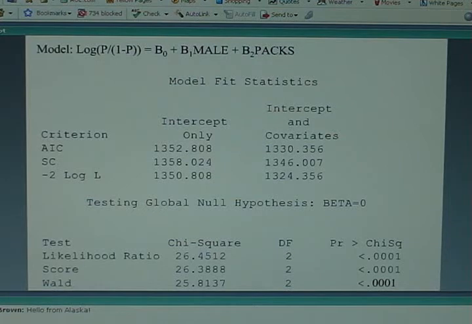One of the questions we're going to be asking is, is this a better way of controlling for confounding? Well, let's look at this output. We get the same minus 2 log L if we just fit the model with the intercept only. In other words, if B1 and B2 are both 0, everyone gets the same intercept value B0. Everyone has the same risk of developing heart disease. That corresponds to a minus 2 log L of 1350. If we included male and smoking in this model, with smoking as a continuous variable, minus 2 log L drops down to 1324.